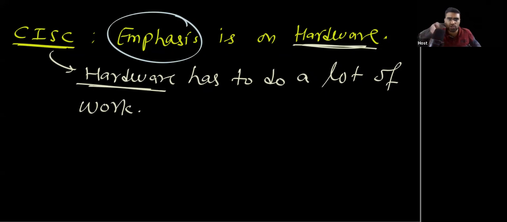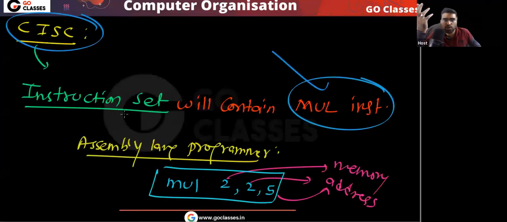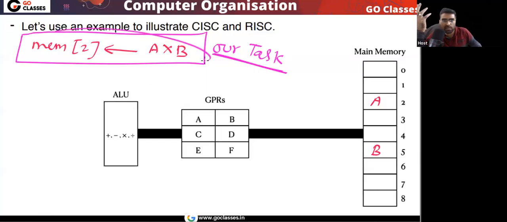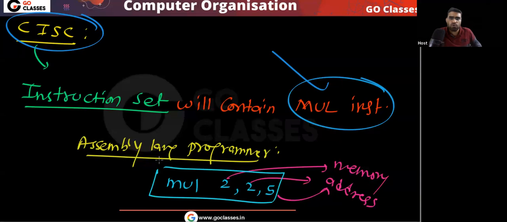Is this clear? What will the CISC computer do? This is our task: we want to multiply. To complete this task, it is very simple. The CISC programmer, the assembly language programmer working on the CISC computer, will just write only one line of code. Do you agree with me? That's it. Now, the responsibility will fall on the hardware.